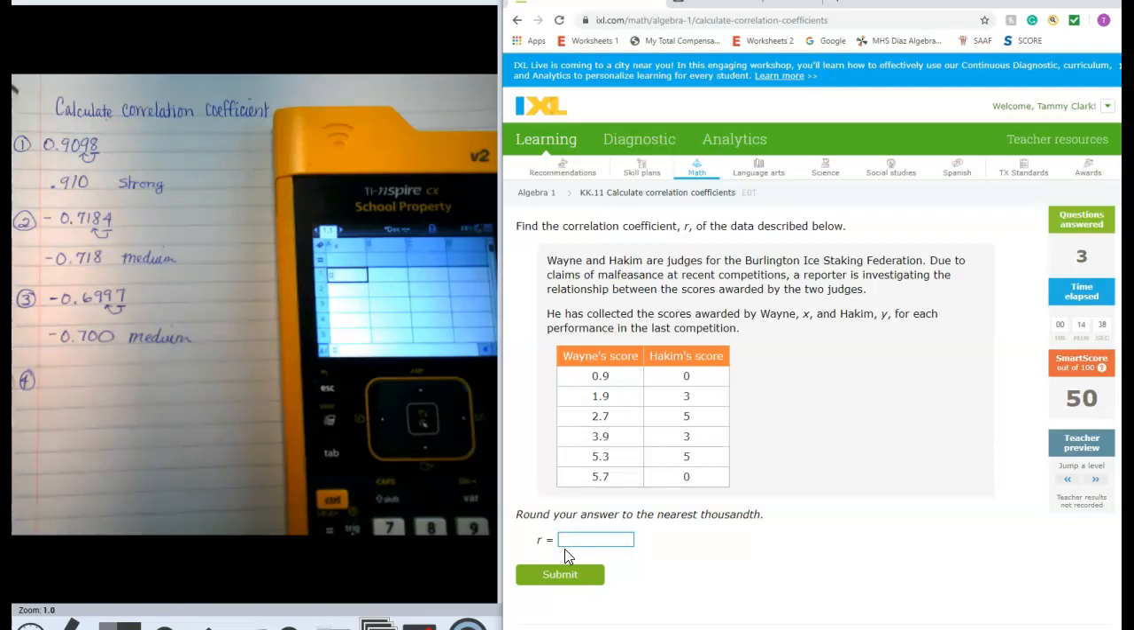So we've got 0.9, 1.9, 2.7, 3.9, 5.3, and 5.7. I'm going to go up and I'm going to name this column y and put in the other data: 0, 3, 5, 3, 5, and 0.